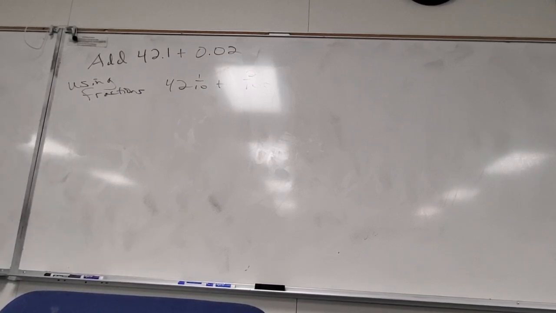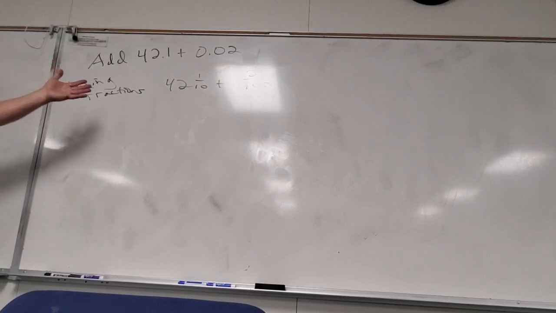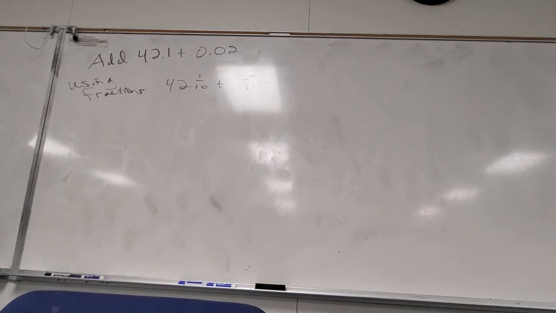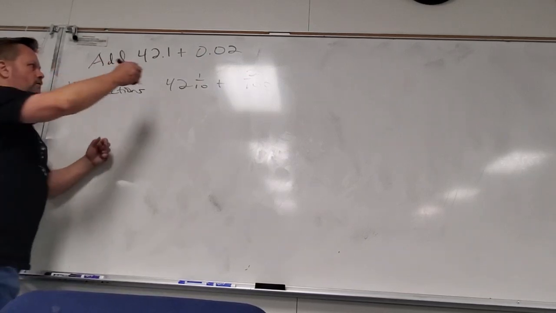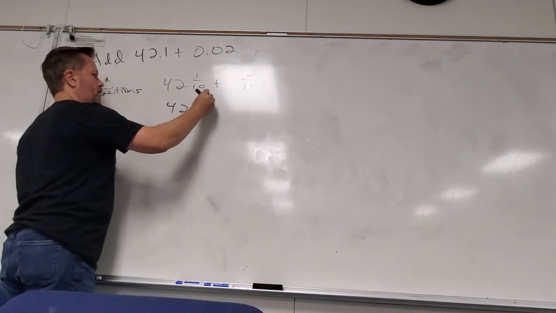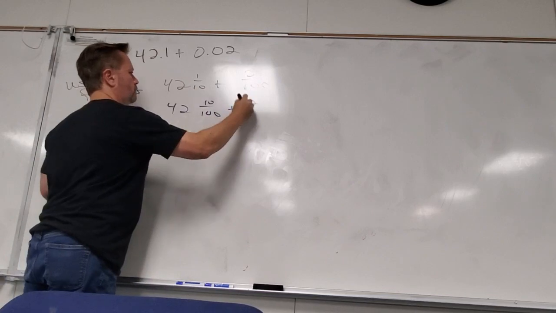So 42 is just sitting there. 1/10 and 2/100s I can put together. Don't forget, what's between 42 and 1/10? What's understood to be between those? Addition. So I'm going to add stuff that I can add. And I can add 1/10 and 2/100s almost. What do I have to do? Yeah, multiply by 10. So it'd be 42 and 10/100 plus 2/100.